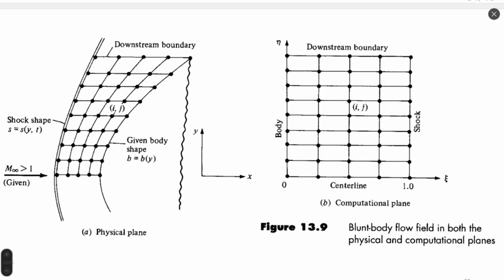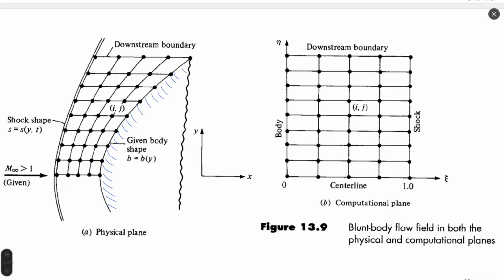Another example is flow around a blunt body. You probably remember that a blunt body is a body which creates a bow shock wave. The flow is supersonic, Mach number higher than 1, as you can see on the physical plane. The body shape is shown. This is a solid body here, and the flow goes against this shape, creating a shock wave.